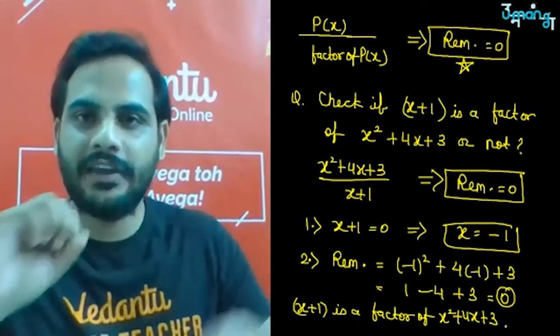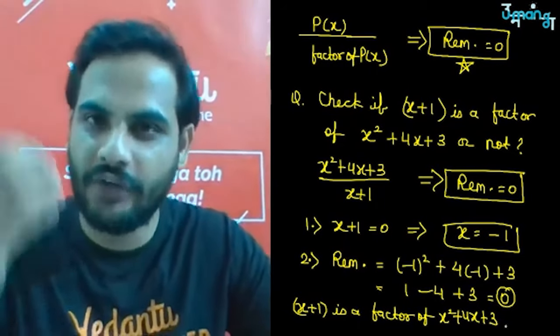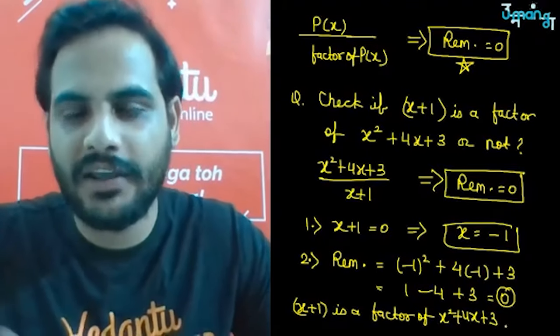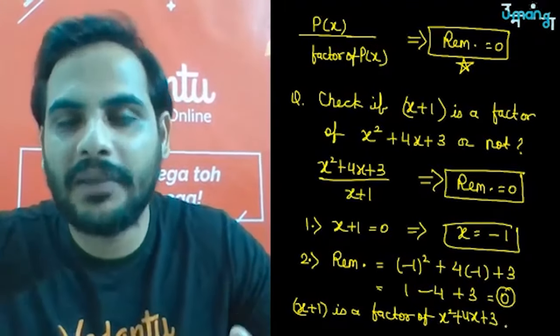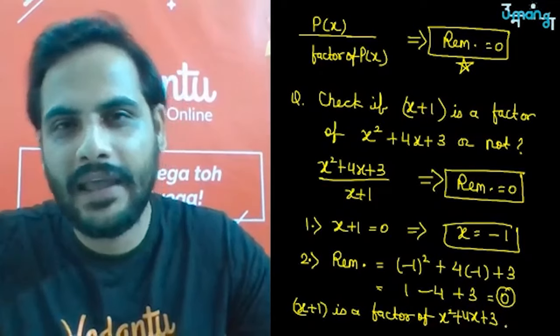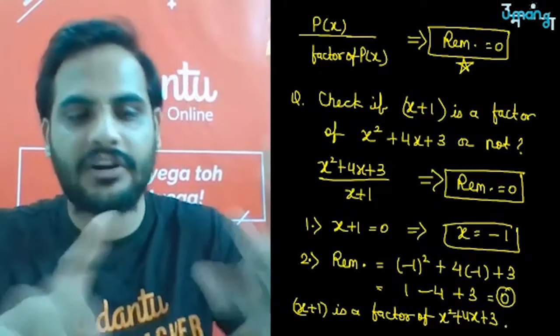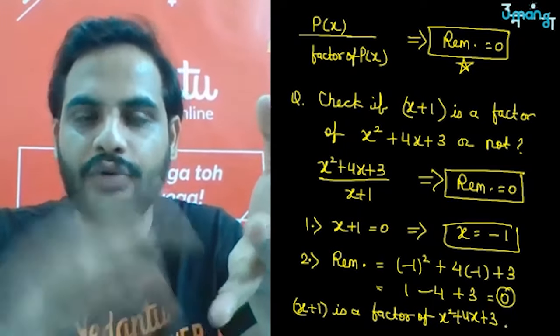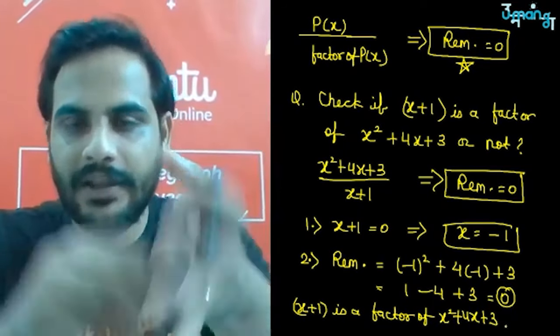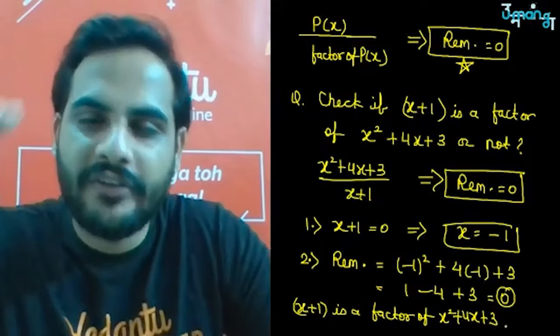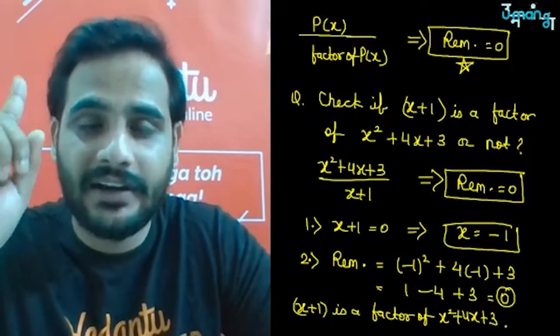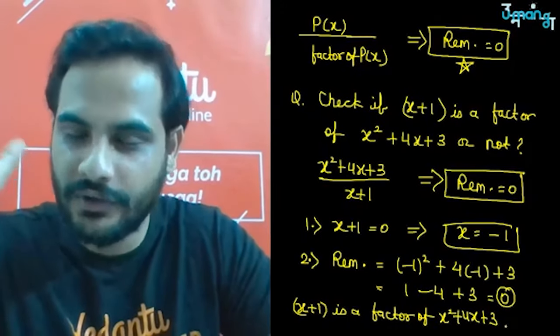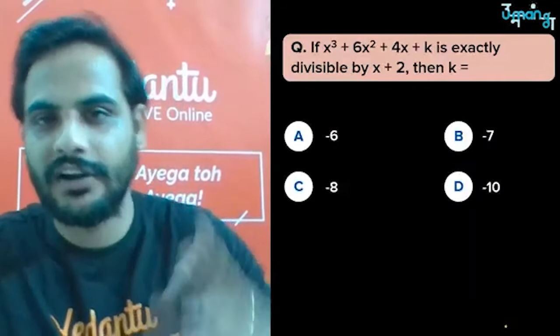So the factor theorem says that if you are dividing a polynomial by one of its factors, the remainder should be equal to 0. That is the basics of your remainder theorem and your factor theorem. So remainder theorem: step 1, make divisor equal to 0. Step 2, put that value of x in the dividend. And for the factor theorem, if we divide a polynomial by one of its factors, remainder must be equal to 0. Got it? Let's solve some questions related to it.